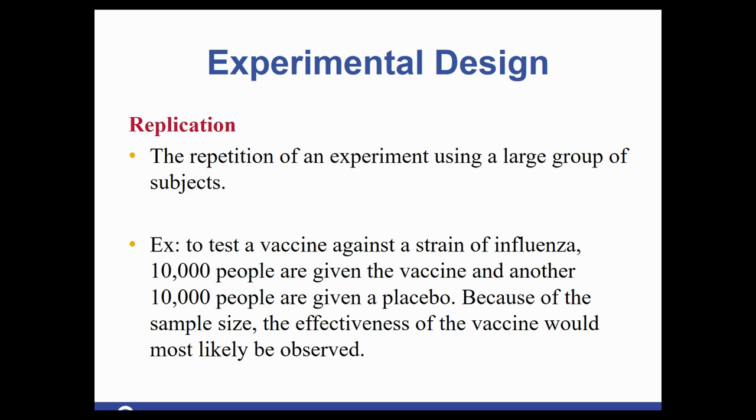So example, to test the vaccine against a strain of influenza, 10,000 people are given the vaccine and another 10,000 people are given the placebo. Because of the sample size, the effectiveness of the vaccine would most likely be observed. 10,000 in each group is a great number. If you only did it on 100, it might not be as effective as you think it is. So the larger group of people you can use, the better.